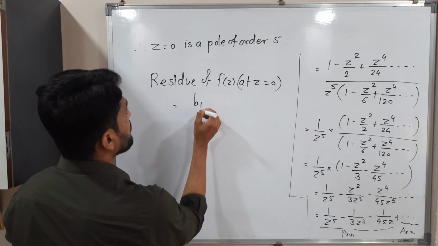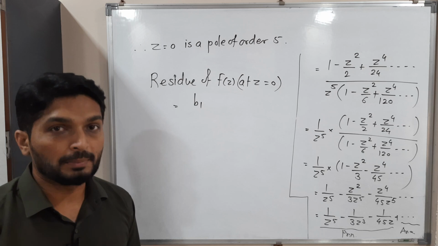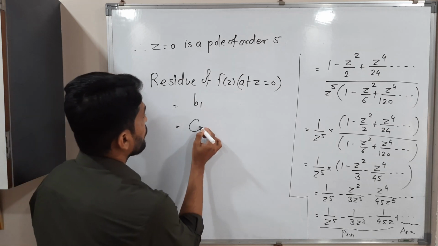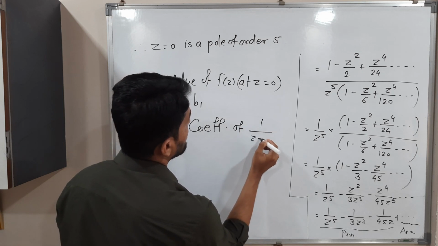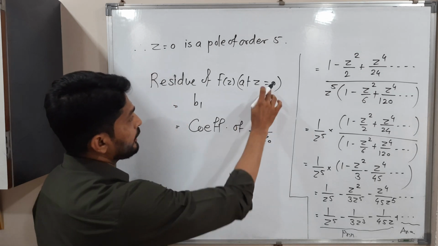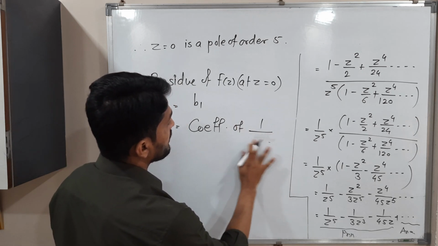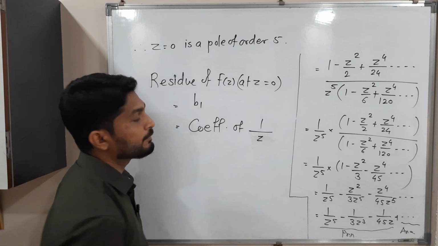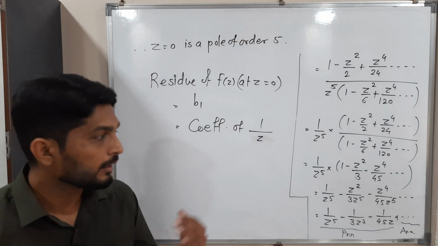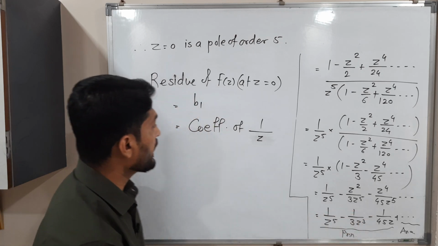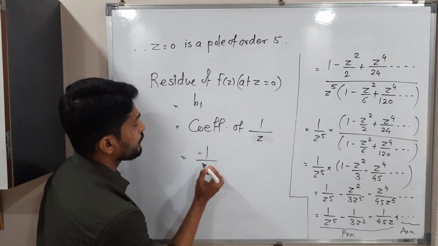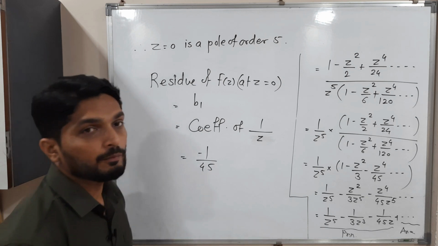The definition of residue says it is nothing but b1. That means the coefficient of 1 upon z minus z naught. Z naught is 0, so z minus 0 is z. That means we are interested in the coefficient of 1 by z in the Laurent series expansion. What is the coefficient of 1 by z? Minus 1 by 45. Minus 1 by 45. So this is the required answer.